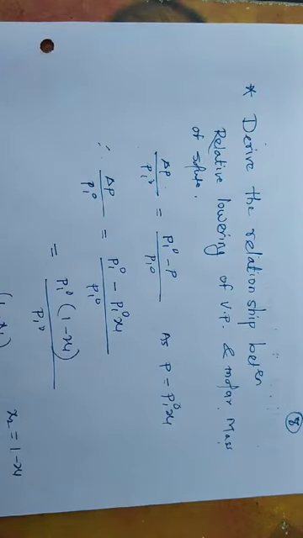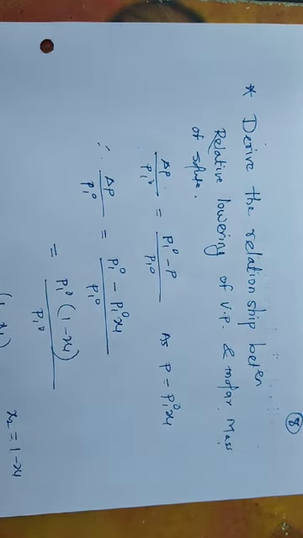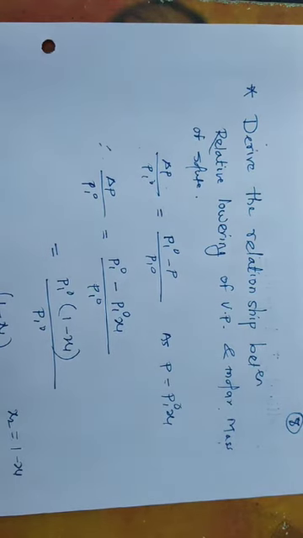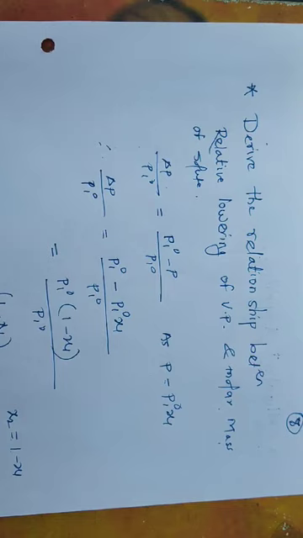In board exams there is always a question for 3 marks: derive the relationship between the relative lowering of vapor pressure and the molar mass of the solute, for a solution containing a non-volatile solute. Now, as we know, delta P, the lowering of vapor pressure, is the ratio delta P upon P1 naught equal to P1 naught minus P upon P1 naught. P is the vapor pressure of solution containing non-volatile solute, and according to Raoult's law, P is equal to P1 naught x1.